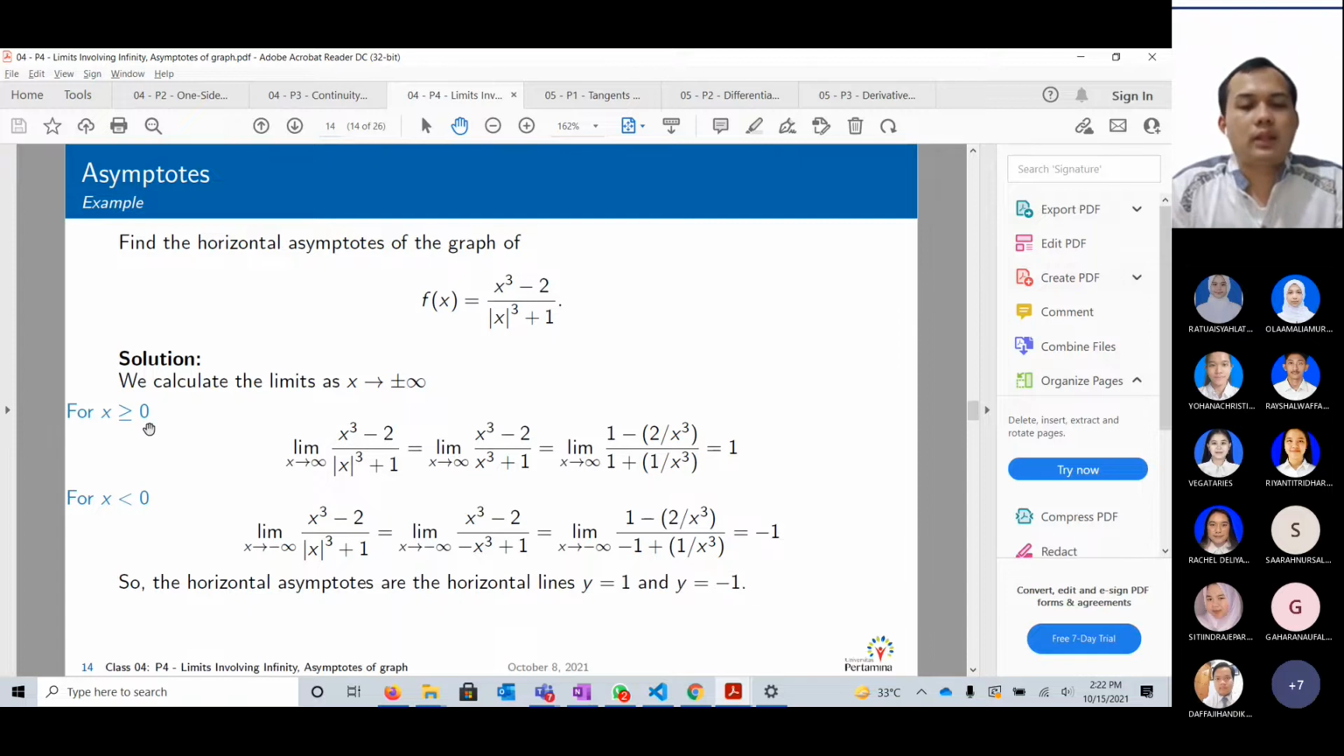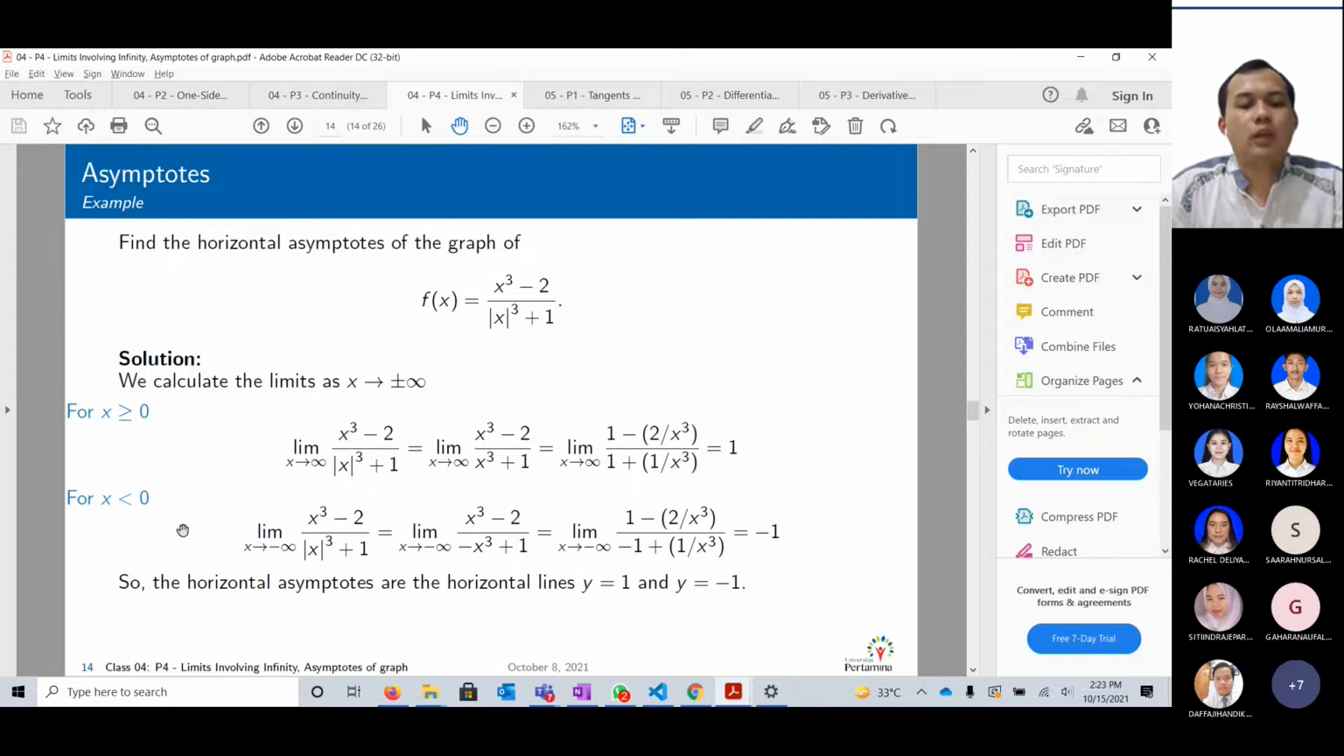Jadi pertama kita cek untuk x positif ya. Untuk x positif karena ada nilai mutlak ya, mutlaknya hilang. Kemudian kita bagi semua dengan pangkat 3. Ternyata kita dapat bahwa nilai limitnya adalah 1. Kemudian kita cek kalau x-nya negatif bagaimana. Kalau x-nya negatif, ya, berarti penyebutnya kita ambil negatif dari x.